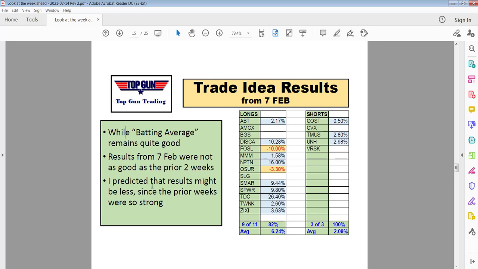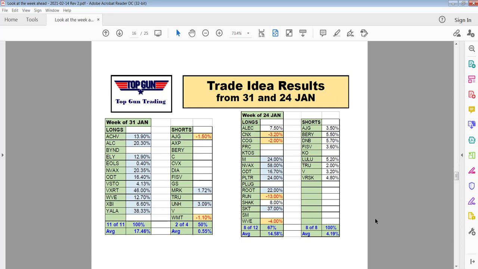But I did predict that, after the prior 2 weeks being so strong, we might have a less strong week. Let's go back and look at 31 and 24 Jan. 11 out of 11 that triggered on 31 Jan longs. 2 out of 4 that triggered on the short side. We basically broke even there and made 17.5% in a week on the longs on 31 Jan. At 24 Jan, we only got 8 out of 12, and there are 14.5%.